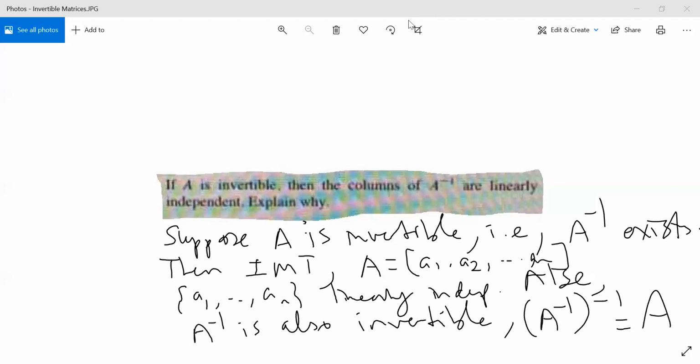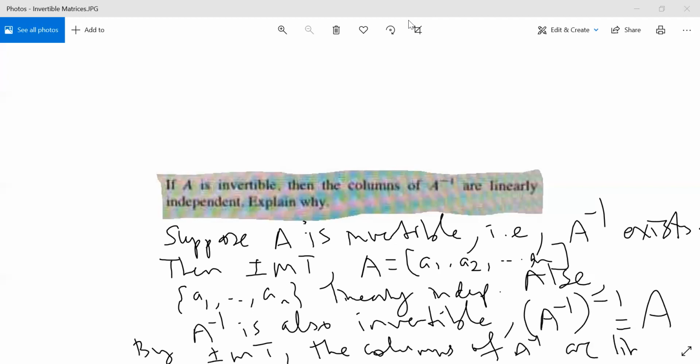So therefore, by the same theorem, the invertible matrix theorem, the columns of A inverse are linearly independent. So it's really just a consequence of the invertible matrix theorem, together with the fact that if a matrix is invertible, then its inverse is also invertible. So therefore, if the columns of A are linearly independent, by the same reason, the columns of A inverse are also linearly independent.